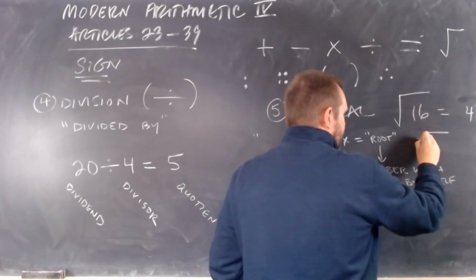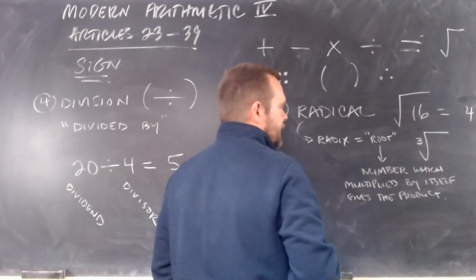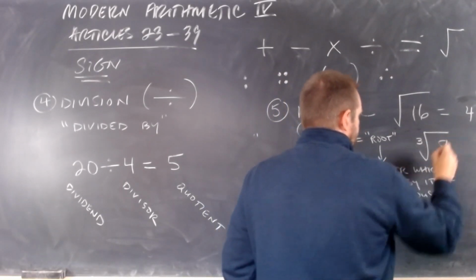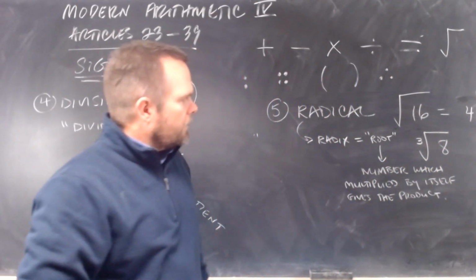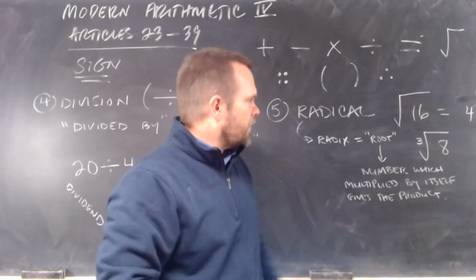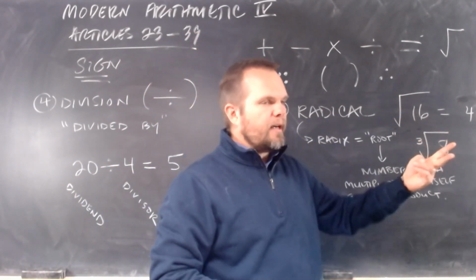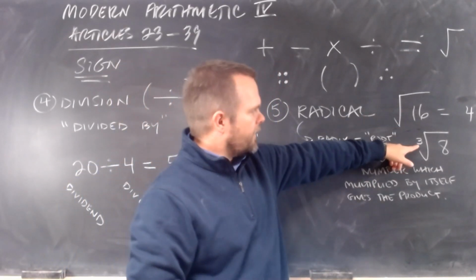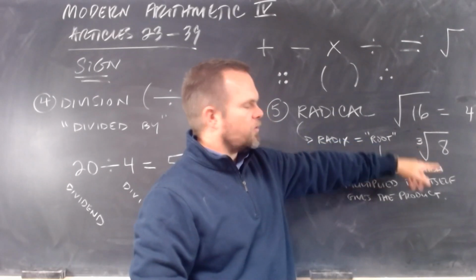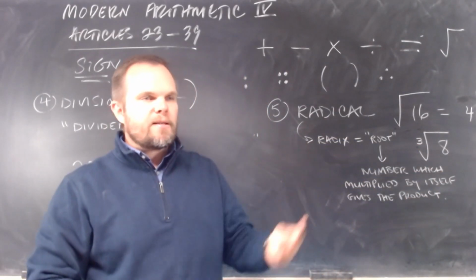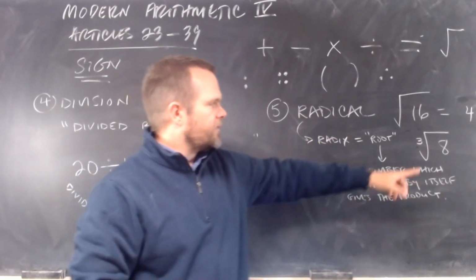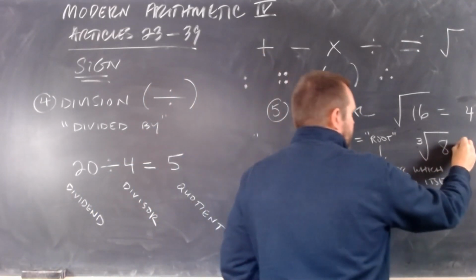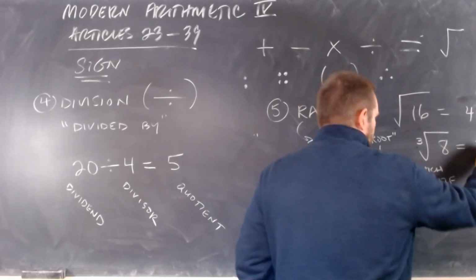We could also use the radical sign with an added number there. And I'll put the number 8 inside here. This is called the square root. It asks what number multiplied together twice gives this product. This is called the cube root. It asks what number multiplied 3 times gives this quantity. The cube root of 8 is equal to 2.